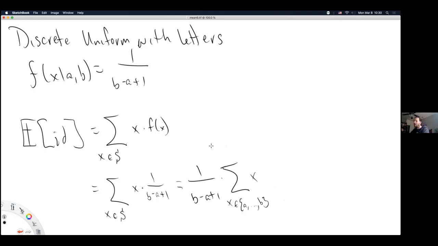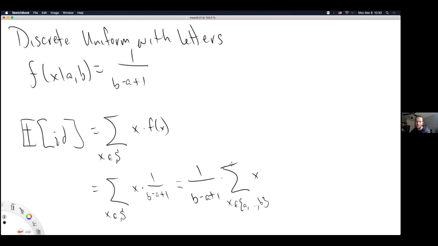Uh-oh, R cannot help you out anymore. R will take sums, but only of specific numbers. You can't get R to take sums of letters because it doesn't know what those letters are. So we've got to be smarter than R here. We can do this.